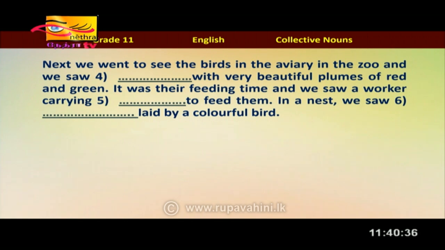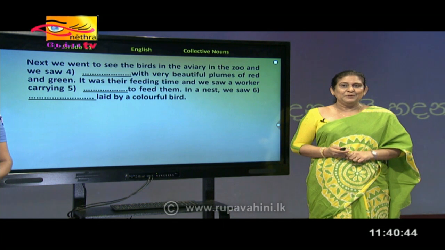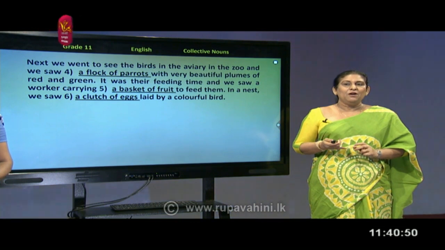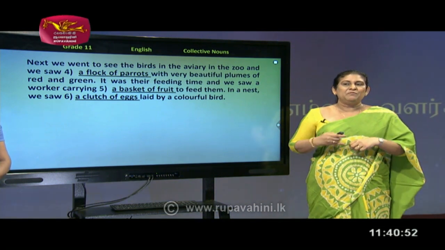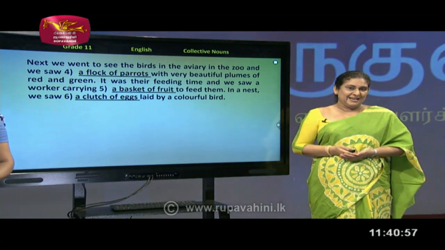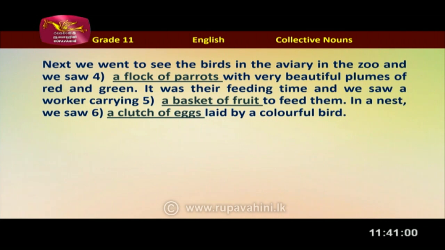So is it all about birds? I think they have gone to the aviary. Yes. Children, aviary is the place where birds are kept in the zoo. So when they went to the aviary, they saw a flock of parrots with very beautiful plumes of red and green feathers. Yes. And it was their feeding time. So we saw a worker carrying a basket of fruit, because birds prefer fruits. In a nest, we saw it was laid by a colorful bird, then a clutch of eggs.